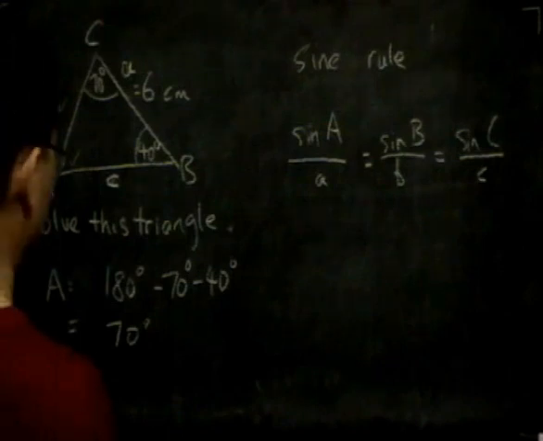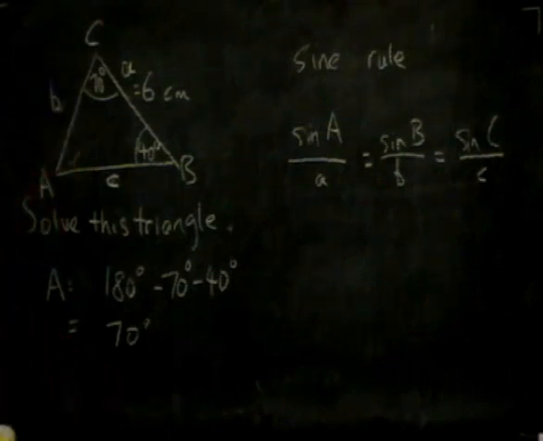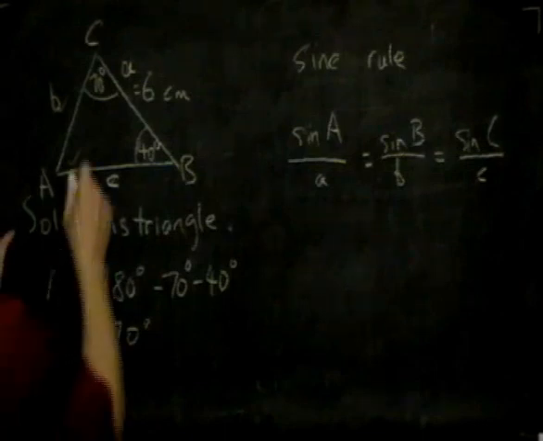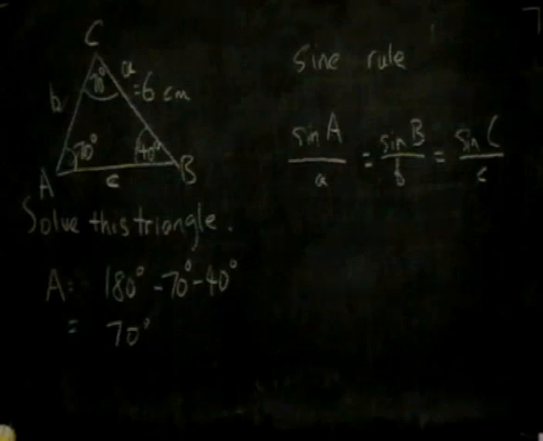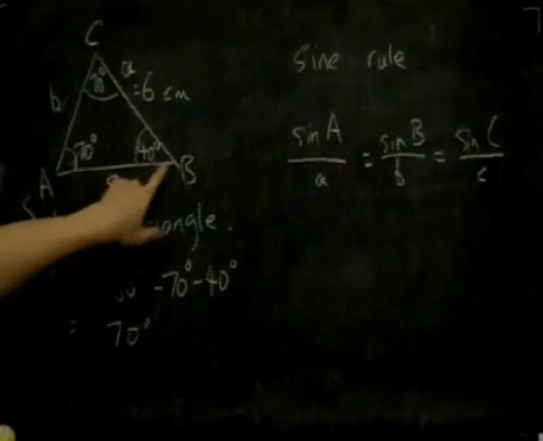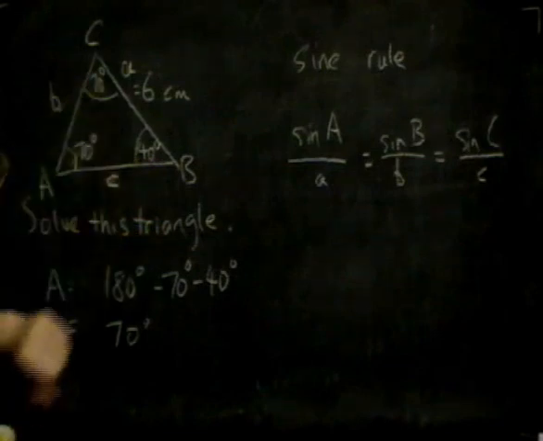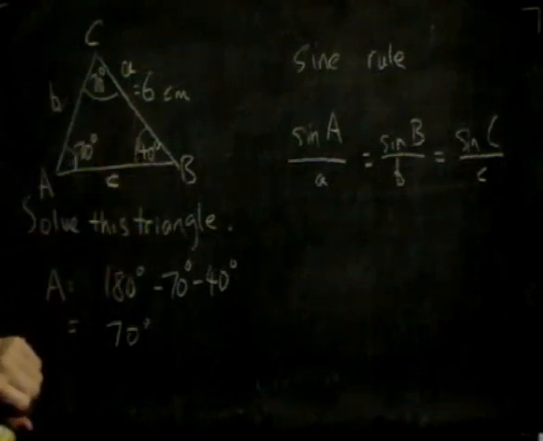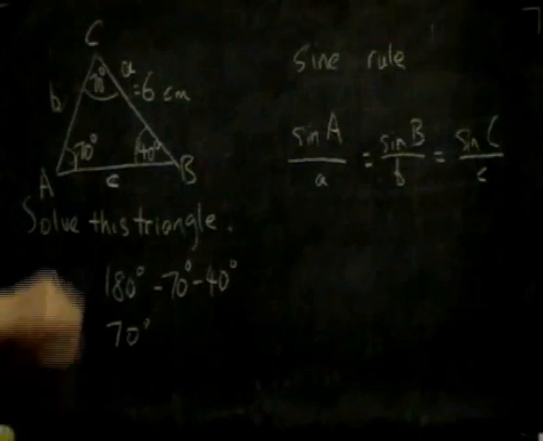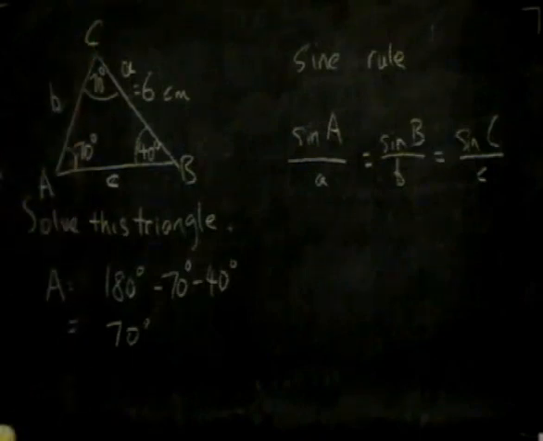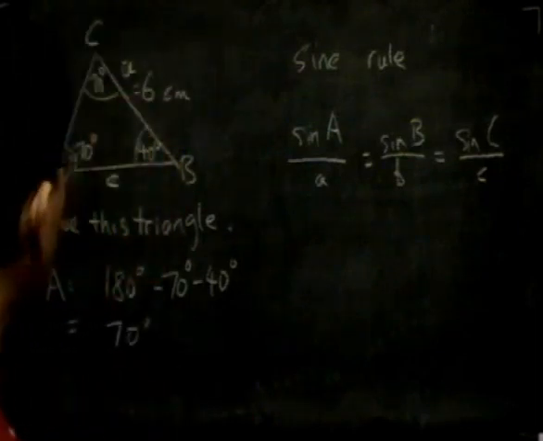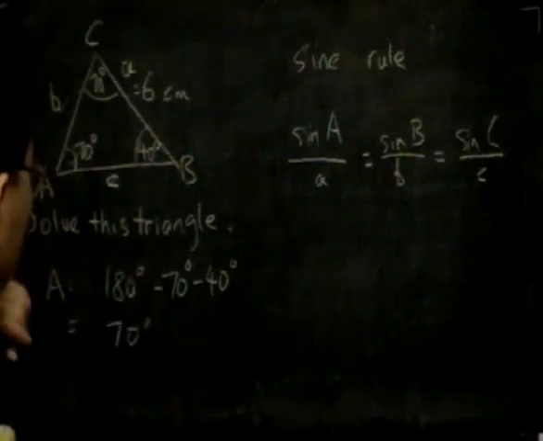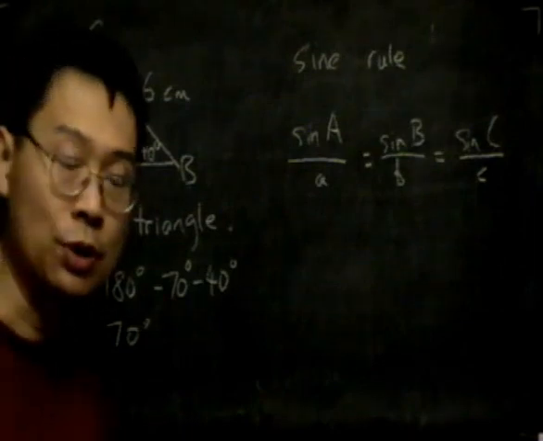Right. So actually, we now know that this is 70 degrees. And it turns out to be a very simple example in which these two angles are equal, so therefore those two sides are equal. And then we can find the third side. But I really want to show an example in which all three sides are different.